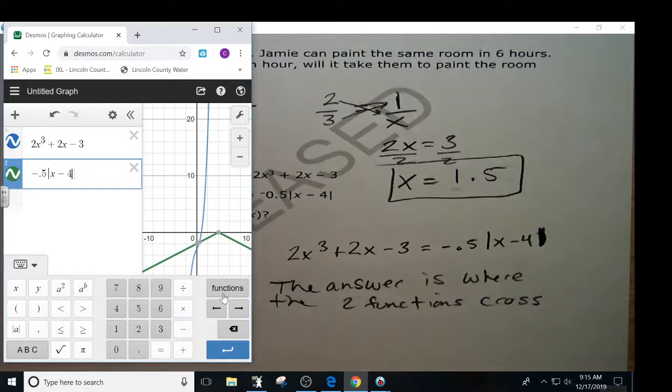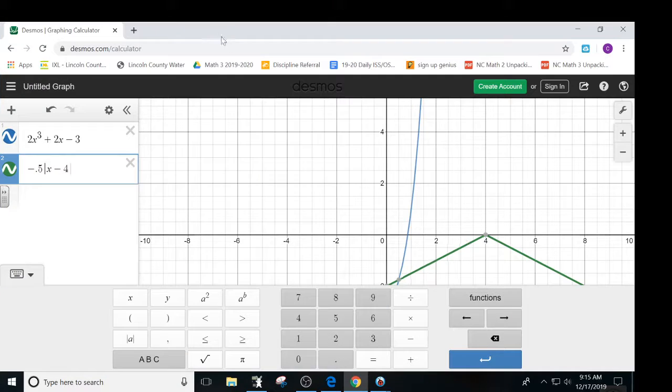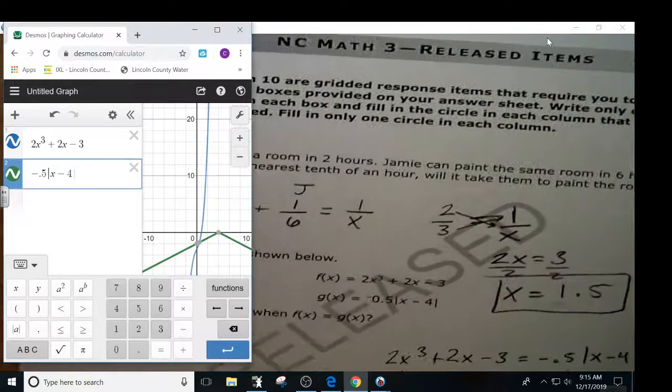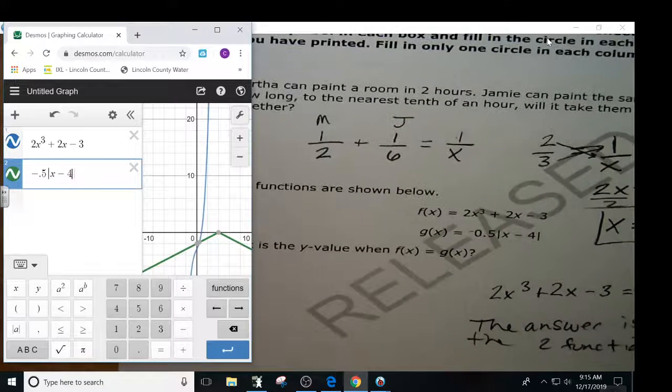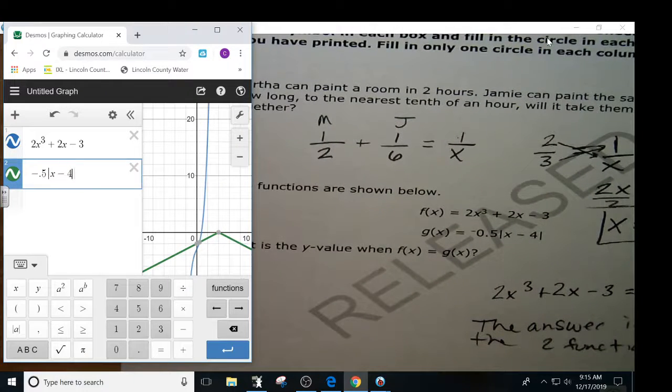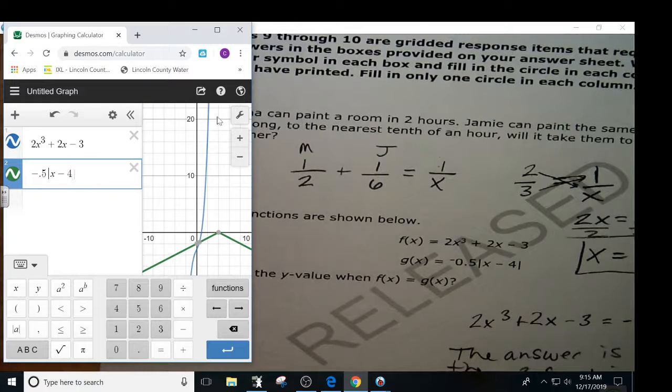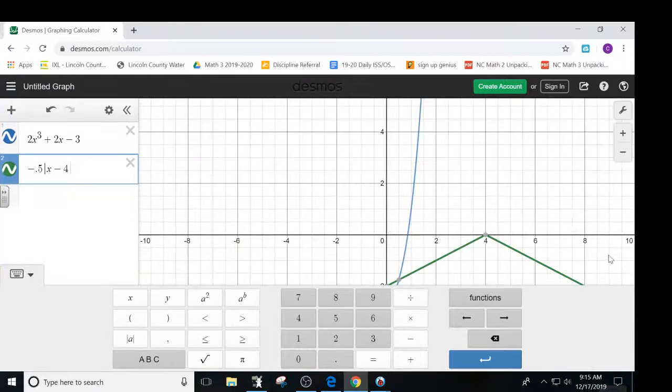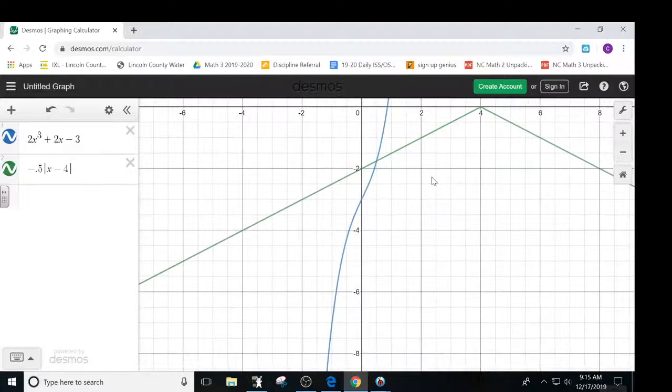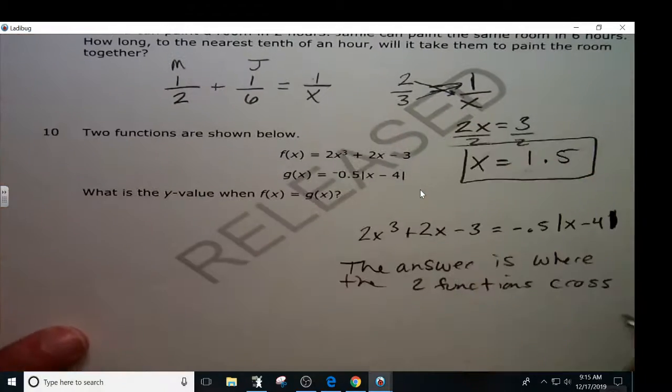Now, what we want to do is find out where this thing, and guys, notice what it's asking. It's asking what is the y value when f of x is equal to g of x. So we're looking for the y value of the intersection. If we go back to Desmos, what is the answer here? Negative 1.75. Does everybody see that's where these two functions cross? That's your answer. Negative 1.75.